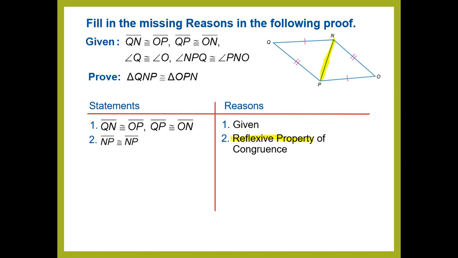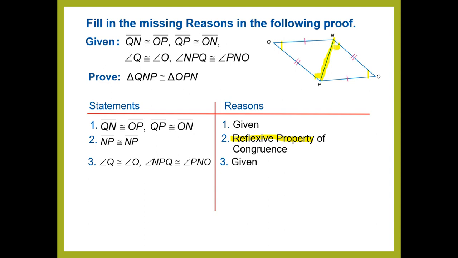If you remember from topic 2, reflexive property is just the same thing on both sides of the equal sign. In this case, it's side NP. So now that we have all of our sides covered, let's move on to our angles. At the beginning, we were given that angle Q is congruent to angle O, and angle NPQ, this angle right here, is congruent to angle PNO, this angle right here. So we say that's given.